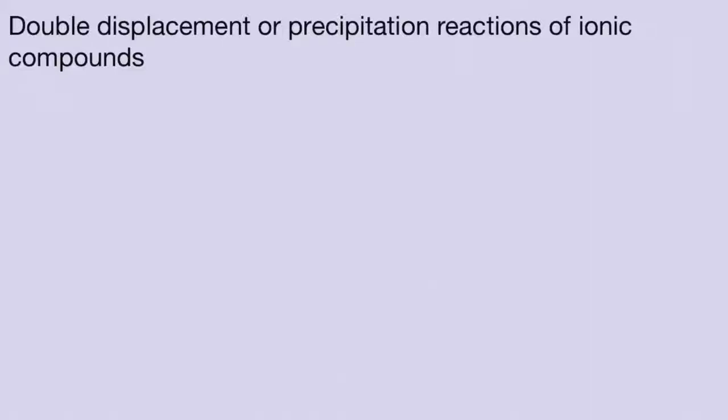Alright, in this video we're going to talk about double displacement reactions. Double displacement reactions are also called precipitation reactions, and that's because they actually make a precipitate. Another way of saying it is that one of your products is actually going to be a solid. A very generic double displacement reaction is going to look like this.